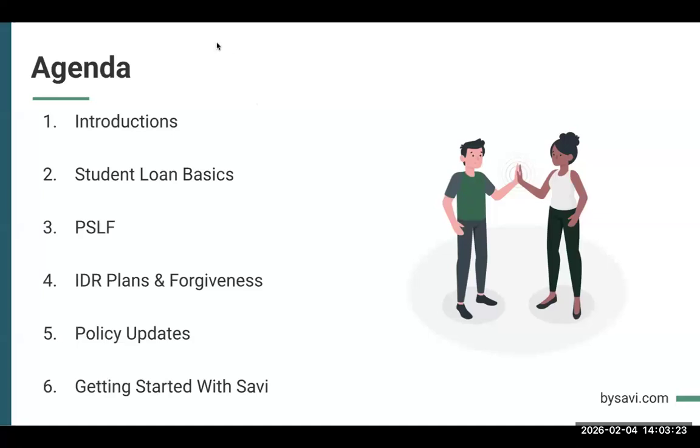Here is the agenda. I will introduce myself. I go over some student loan basics, and then I talk about the two most popular programs that we help our users with here at Savvy, which are public service loan forgiveness and income-driven repayment plans, also income-driven repayment plan forgiveness. And then I have quite a few slides on policy updates. Definitely the most policy updates we've ever had. So much is going on right now. I think that's going to be the most interactive part of the webinar. Usually we get a lot of questions during that part, and then I will also talk about getting started with Savvy.